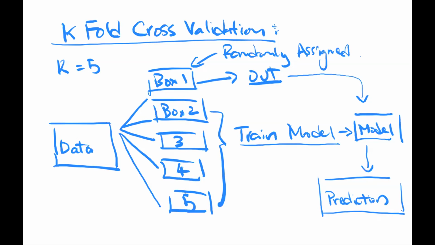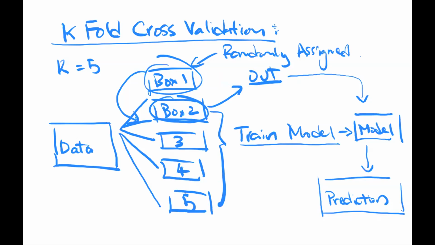But of course, we don't stop here. Since we already created these 5 boxes, we do it one time, and then obviously we repeat this process. This is the first time we leave out 1 box. The second time we repeat the process, we put box 1 back into the training group, but then we take out the second box.